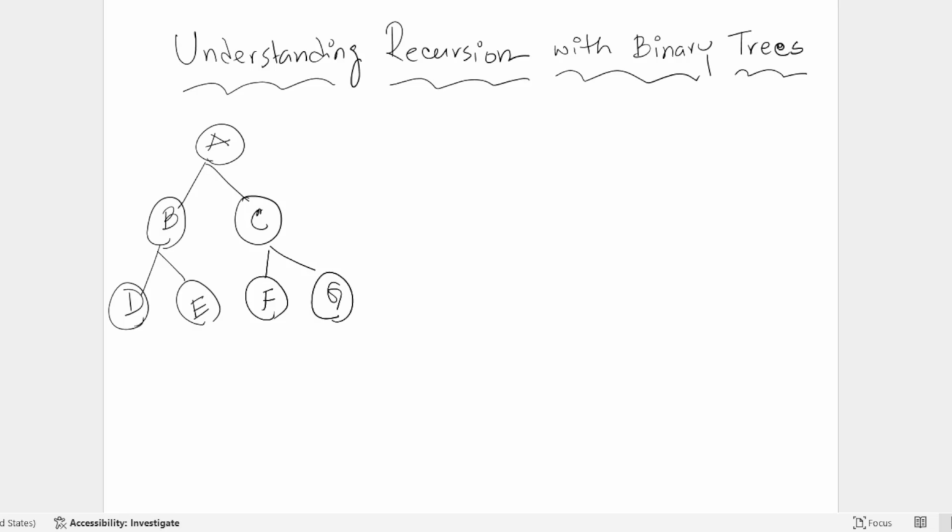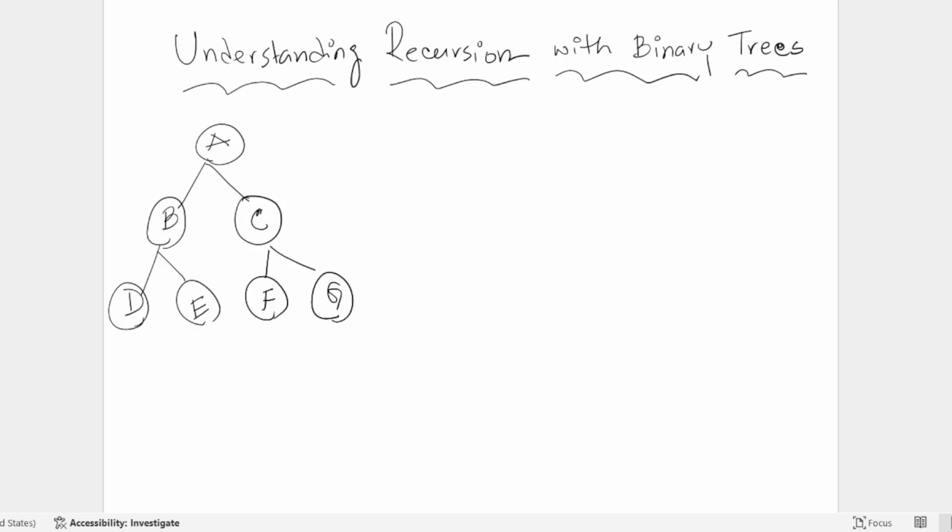Understanding how recursion works with binary trees. By now, you already know what a binary tree is, but we often fail to grasp the question of why recursion is used on tree operations. Well, in this video series, I'll try to answer the question. So let's get started.